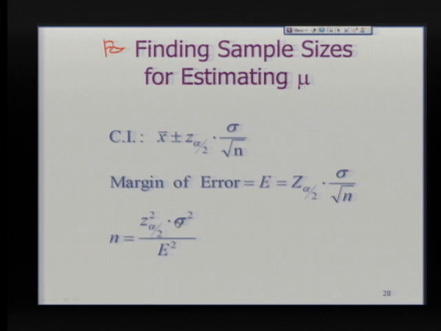So you know the confidence level, you know this. If you have some estimate for the standard deviation from a pilot study, for instance, then you can put in this information. And then if you have a specific goal in terms of marginal error, you can put it in there. Then that helps you to get the sample size.